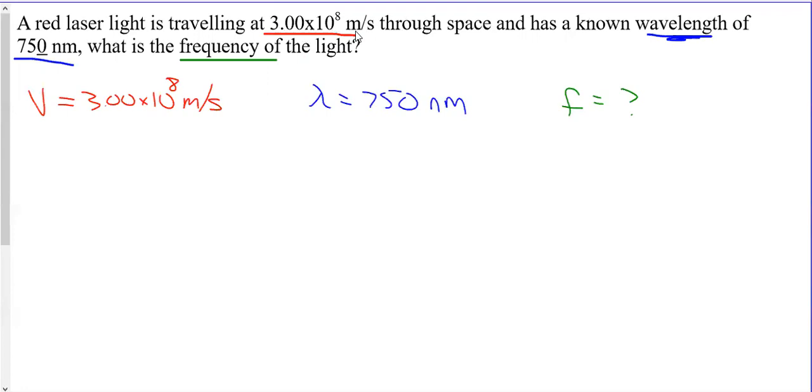You've got a speed, so we know because it's got meters per second, so our speed is identified. We're given a wavelength, so that's 750 nanometers, and we're looking for a frequency. So I'll just put frequency off to the side. That's what I'm looking for.